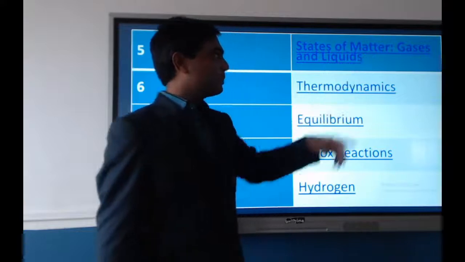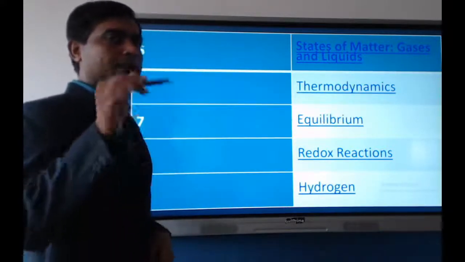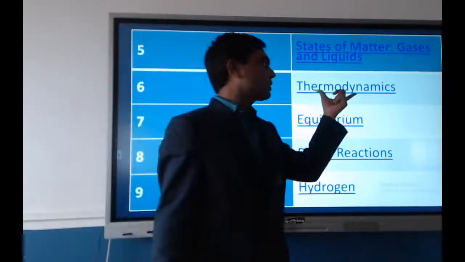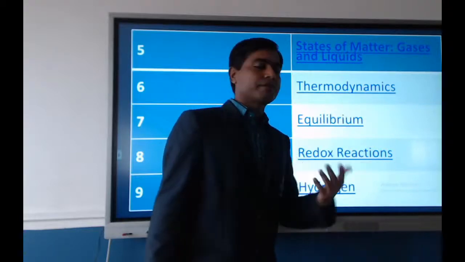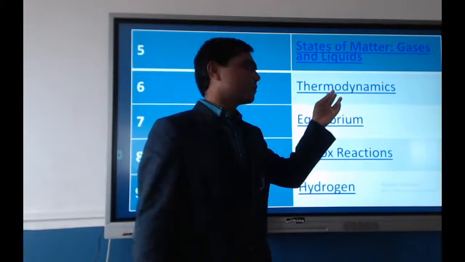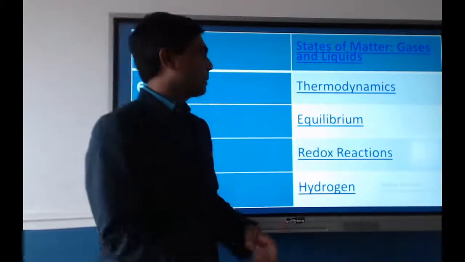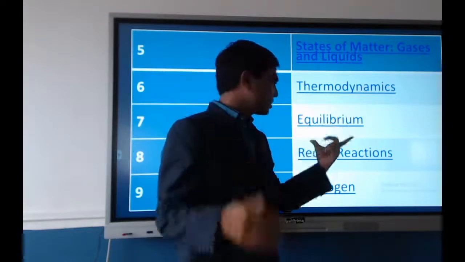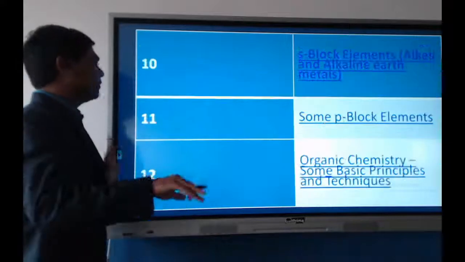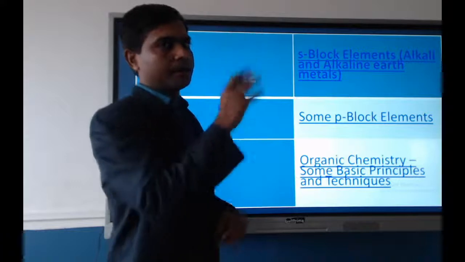But you can see in the bracket, you are learning only gases and liquids, not solids, and that solids part you will be learning in the 12th standard. Okay. Next one is thermodynamics, which is an entirely different chapter which you have not learned in the 10th class. It will come in the physics branch also, related to heat, work and energy. Next one is equilibrium, a new concept, then redox reaction, and hydrogen. Here you are learning an individual chapter related to hydrogen, on that only one complete chapter is there.